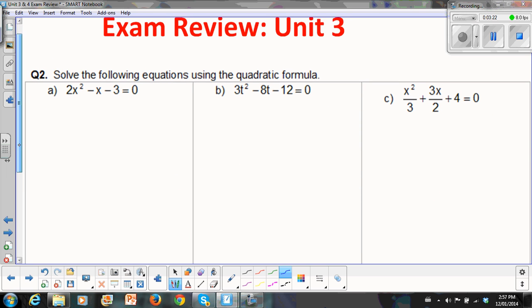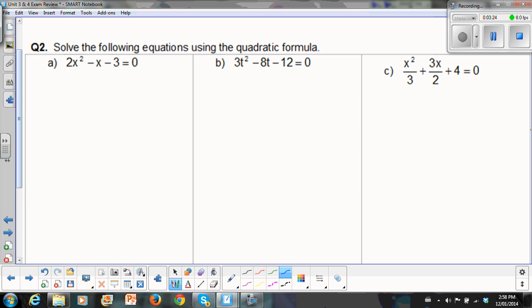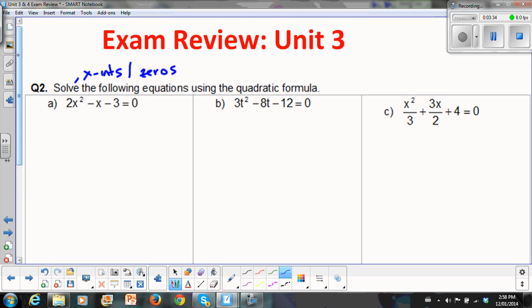Let's now review solving. So when we're talking about solving, we're finding x-intercepts or zeros using the quadratic formula. To review the quadratic formula, go back in your notes. Make sure on your study notes you write out the exact formula properly. This will be given to you on the final exam.